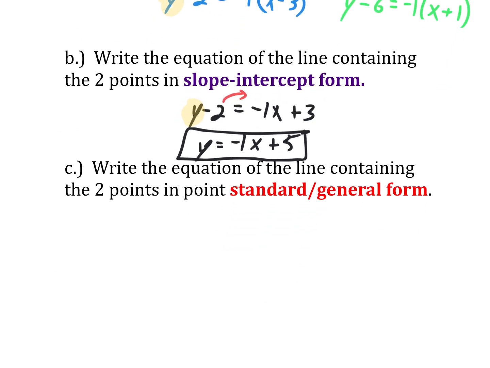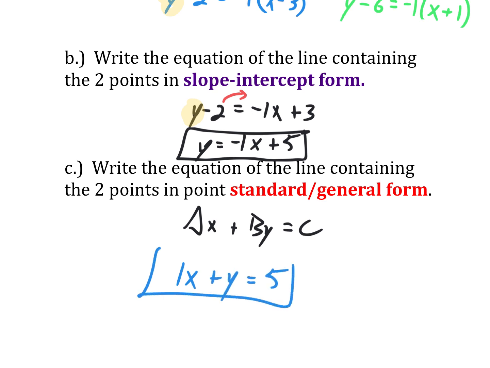If I wanted this in standard or general form, that just means I need to have x and y both on the same side of the equal sign. So I'm going to go from my slope-intercept form and bump that 1x over. This would be 1x plus y equals 5. And we're done.